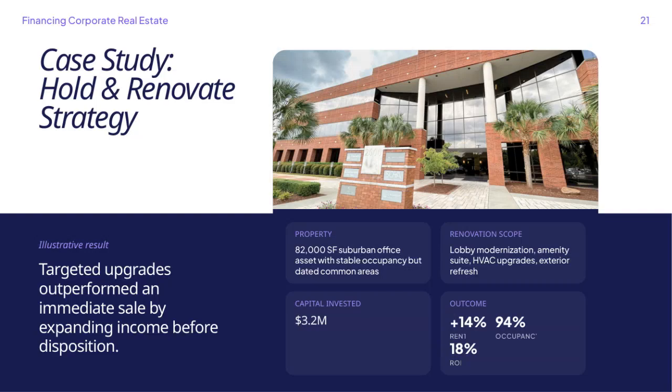Here, we have a case study demonstrating the hold and renovate strategy in action. The property in question is an 82,000 square foot suburban office building. While it maintained stable occupancy, its common areas were outdated and in need of modernization. The renovation scope included updating the lobby, creating a new amenity suite, upgrading the HVAC system, and refreshing the exterior. We invested $3.2 million into these targeted upgrades.